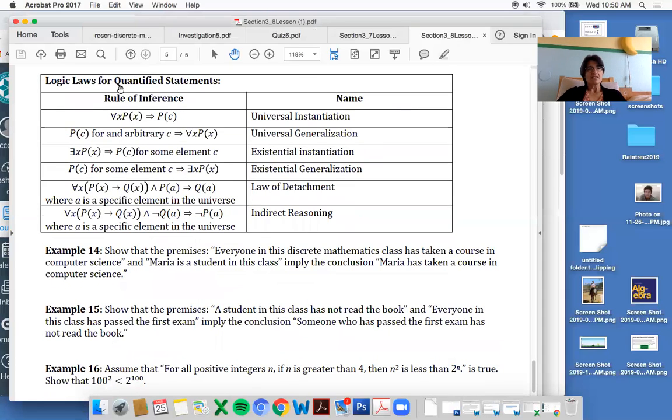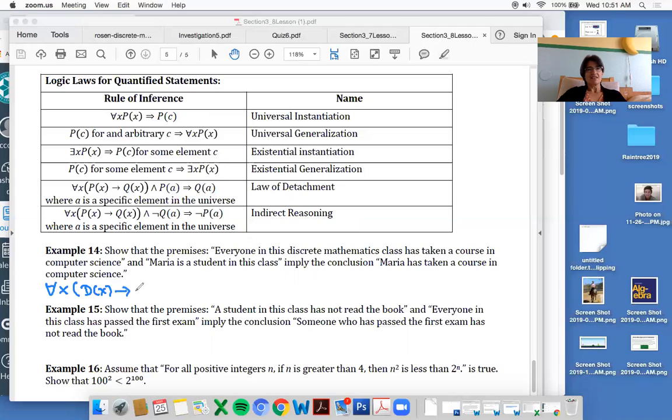So 14 says, I have the premise: everyone in this discrete math class has taken a course in computer science. If I translate this, so everybody in this discrete math class: if x is a person in the discrete math class, then they have taken a course in computer science. So that's the translation.